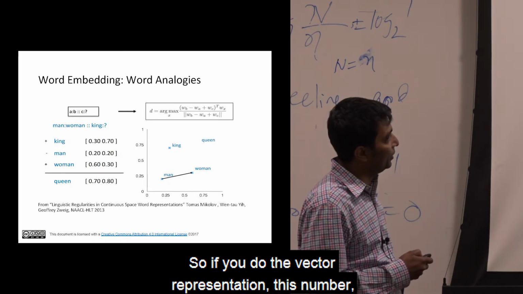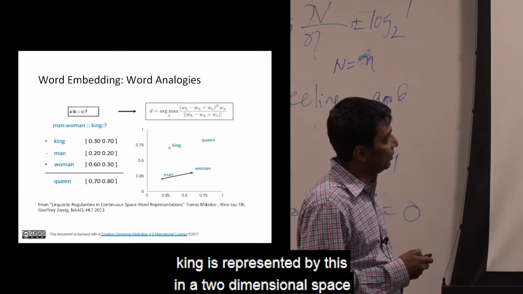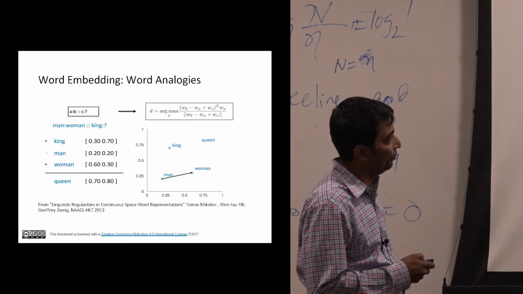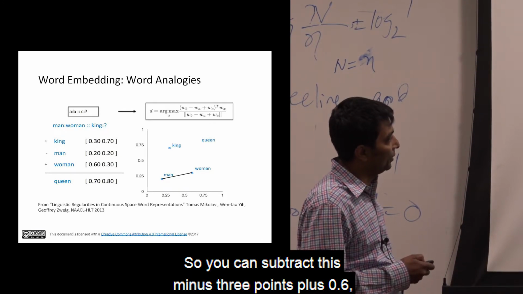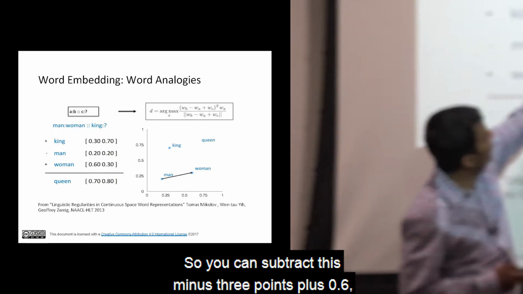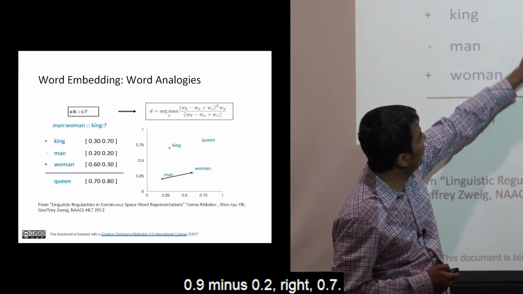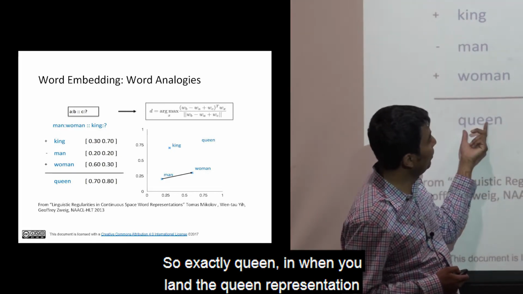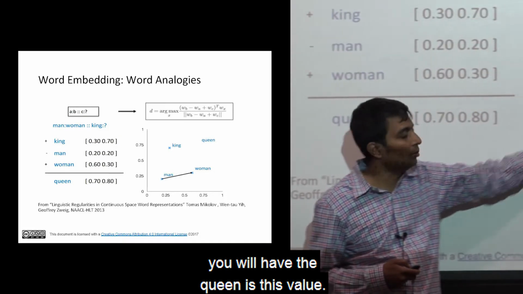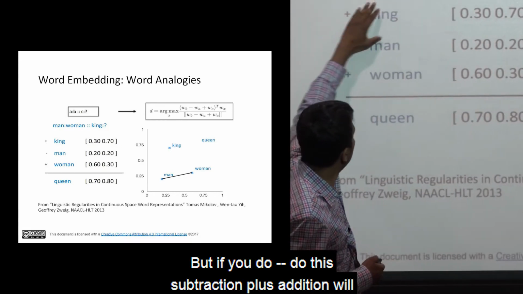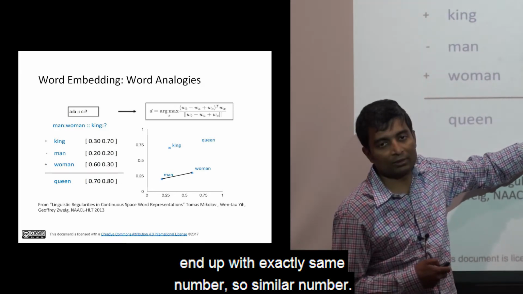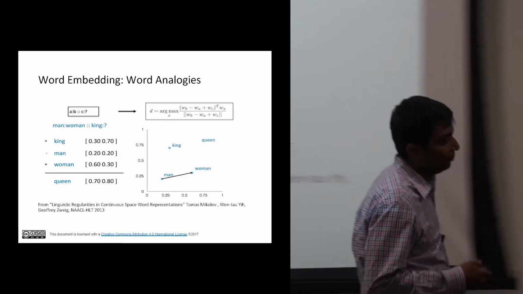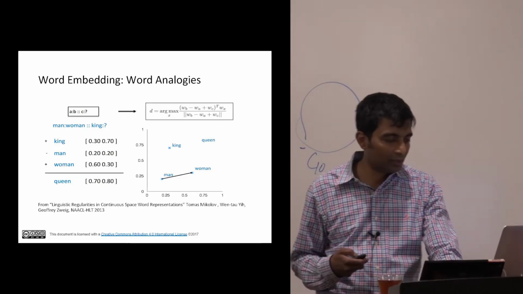So if you do the vector representation, king is represented by these numbers in a 2-dimensional space, and man will be represented by these 2-dimensional features, and then woman will be represented like this. So if you subtract this, -3 points plus 0.6, 0.9 minus 0.2, right? 0.7. So exactly queen. When you learn the queen vector representation, the queen has this value. If you do this subtraction plus addition, you will end up with exactly the same or similar numbers. So that tells you that this vector representation in the word embedding space has some meaning.